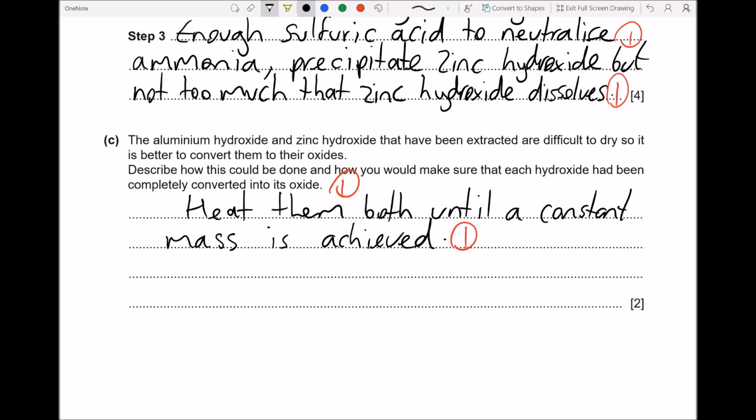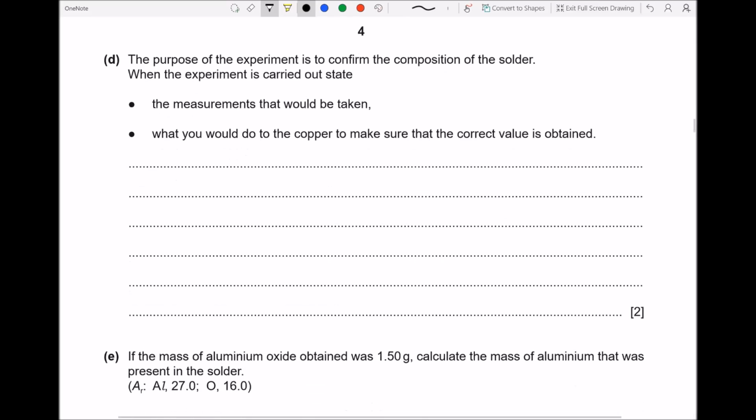Okay, right, on to the next part. Okay, so the purpose of the experiment is to confirm the composition of the solder. When the experiment is carried out, state the measurements that would be taken and what you would do to the copper to make sure that the correct value is obtained.